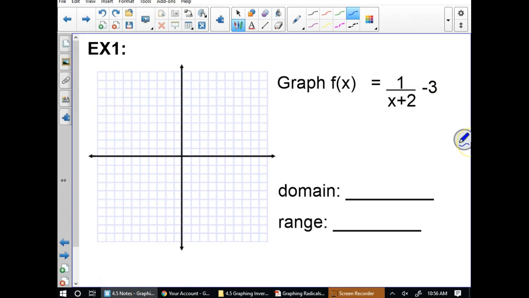So let's look at our first problem here. We've got f of x equals 1 over x plus 2, minus 3. And so we don't have any parentheses here, but where would there be understood parentheses? The x plus 2 is down there in the bottom with the x, so that is understood parentheses. So with that x plus 2, what's that plus 2 going to do to the graph?